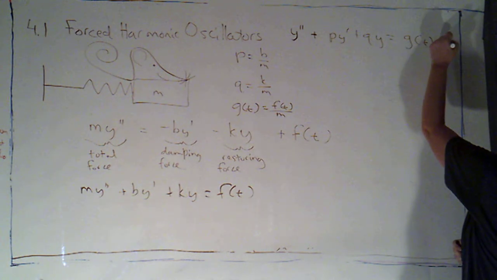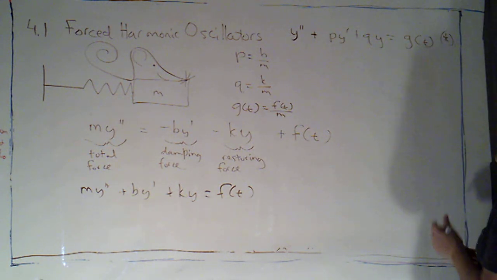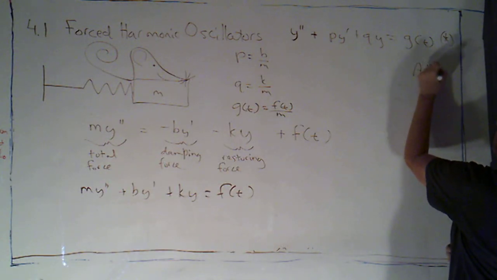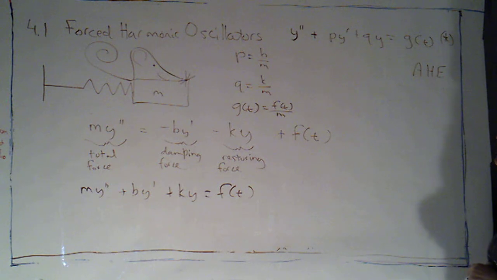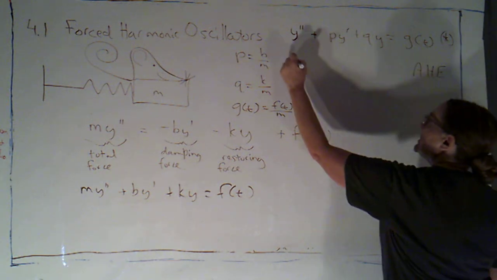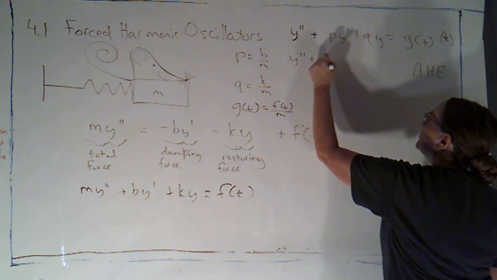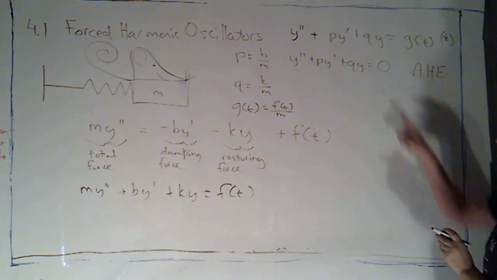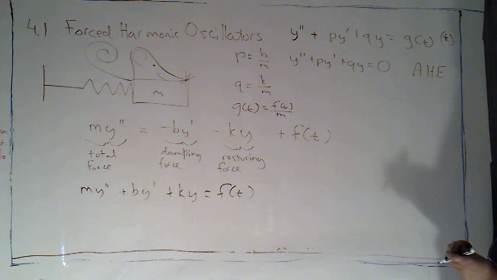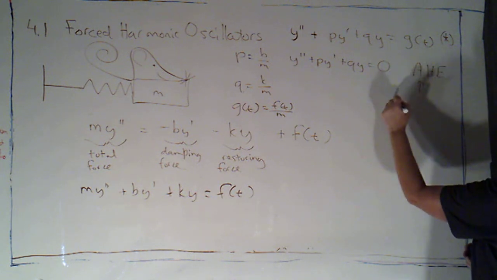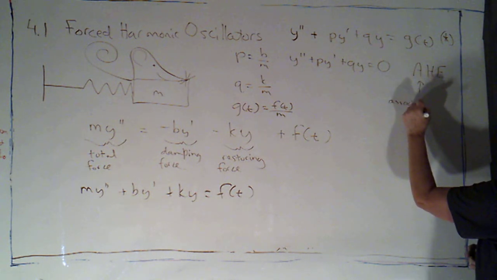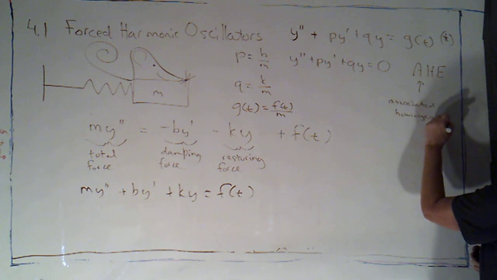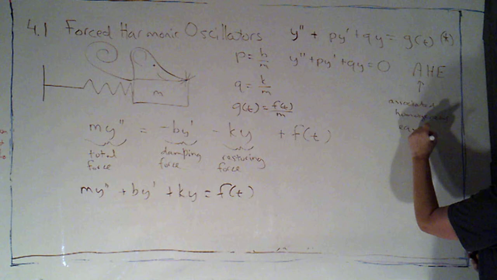I'm just going to refer to that as star. And just like when we had a first order case, there's going to be an associated homogeneous equation. That would be just y double prime plus py prime plus qy equals 0. That would be if we zero out this external force. That gives us our associated homogeneous equation.